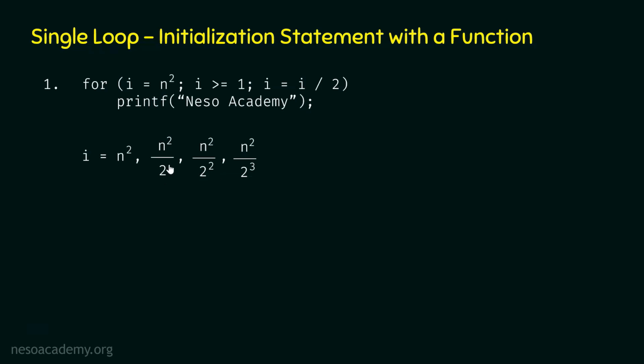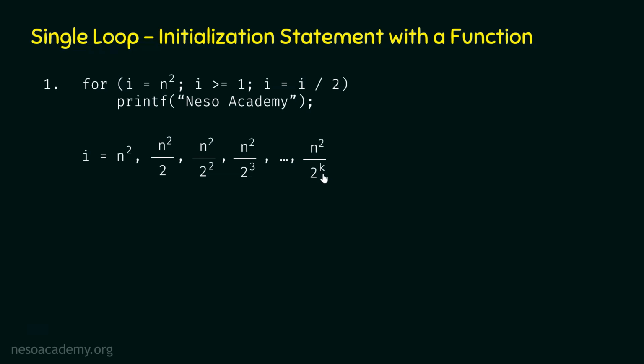Here we have 2 power 1. So in the next value of I, we will be having 2 power 2. In the next value of I, we will be having 2 power 3. The fifth value of I will be n square by 2 power 4. There is no doubt. This will continue up to, let's say, n square by 2 power k, where k is some value which we don't know yet.